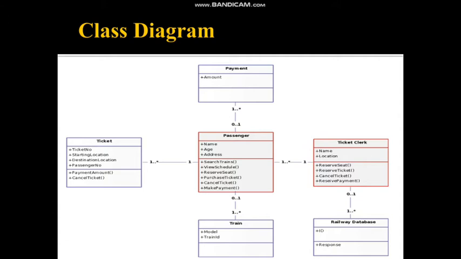For example, the one to one or more relationship between passenger and ticket implies that the ticket can be booked only by one passenger, but a passenger can book more than one ticket. Like that, the 0 or 1 to 1 or more relationship between passenger and train implies that the passenger may or may not book a train, but the train contains more than one passenger.